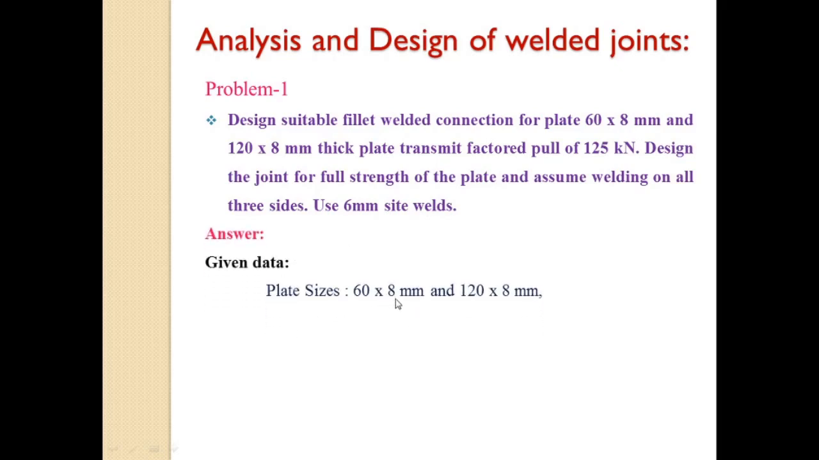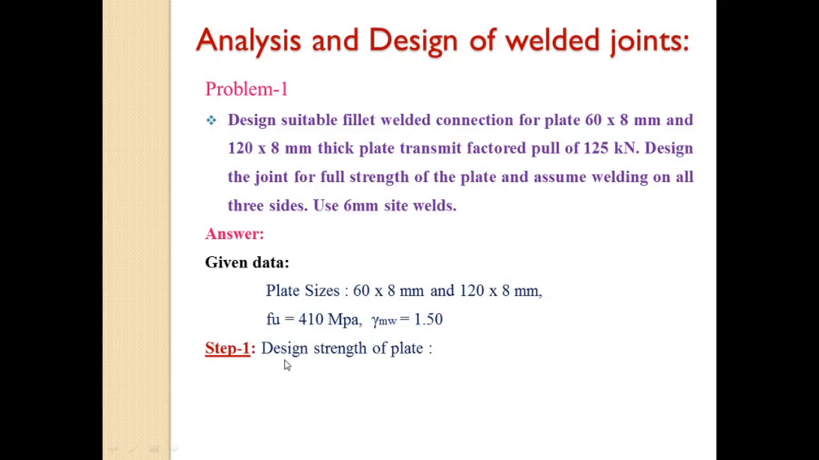Plate sizes are given, that is 60 by 8 mm and 120 by 8 mm. Fu, that is plate strength, is not mentioned here, but we have to assume it as 410 MPa, that is 410 Newton per mm square. Gamma MW is equal to 1.50. Why? Because here site weld is provided. If it is shop weld, then gamma MW is equal to 1.25. But here site weld is given, means gamma MW is equal to 1.50.